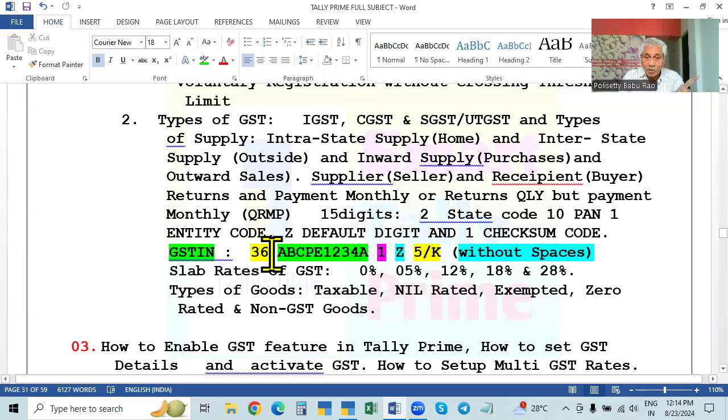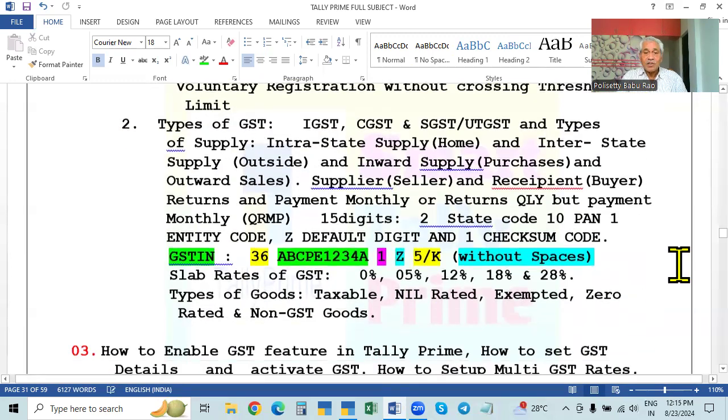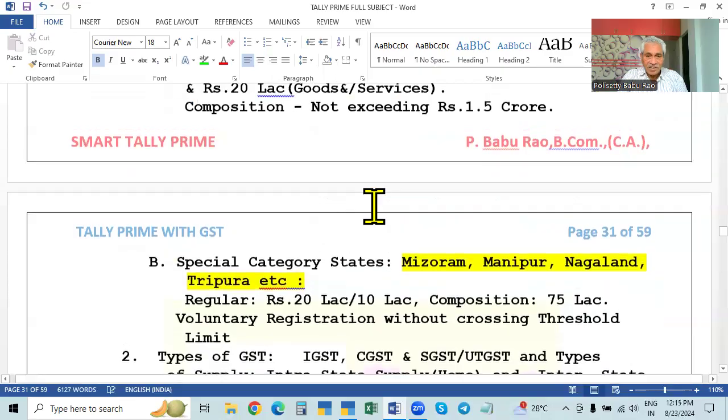But here, to explain to you, I made it like this. There should not be any gaps or spaces after 36. To explain these numbers to you, I made it like this: 36, A, B, C, P, E, 1, 2, 3, 4, A, 1, Z, 5, Z, K. That will be there without any space. Okay, so this is called the GST registration.